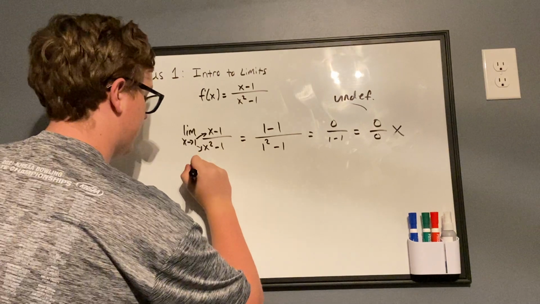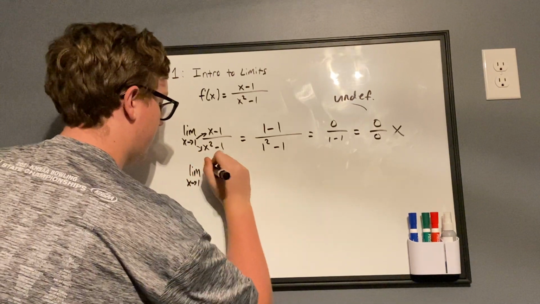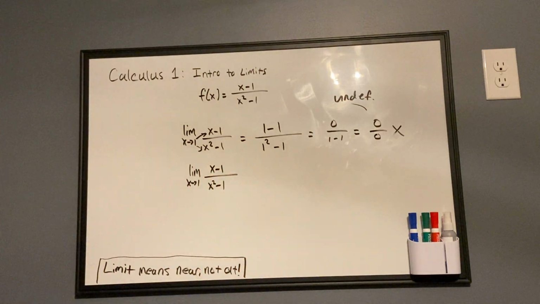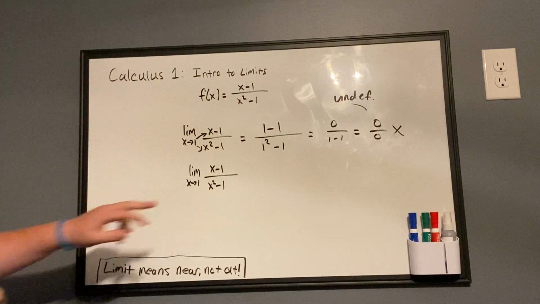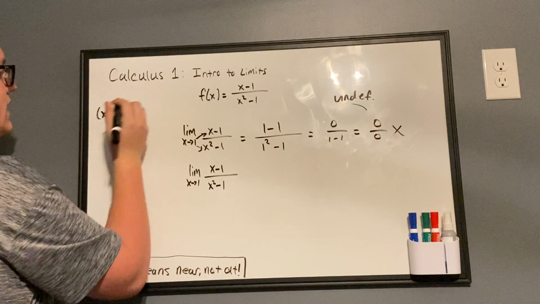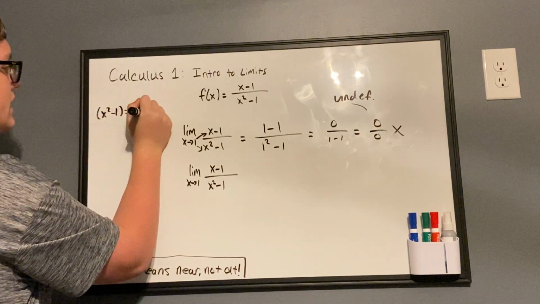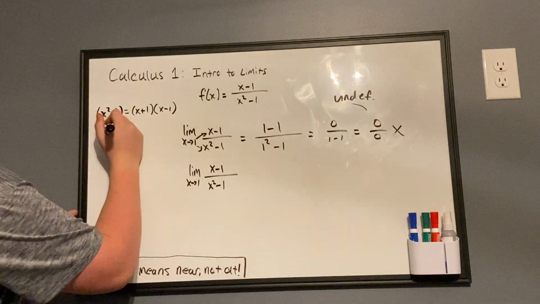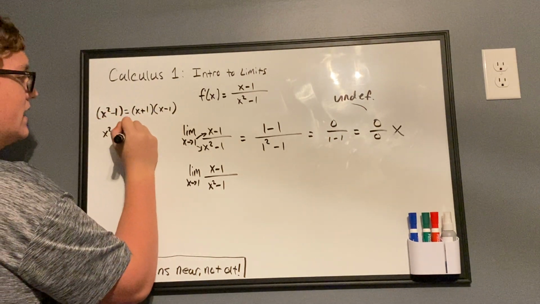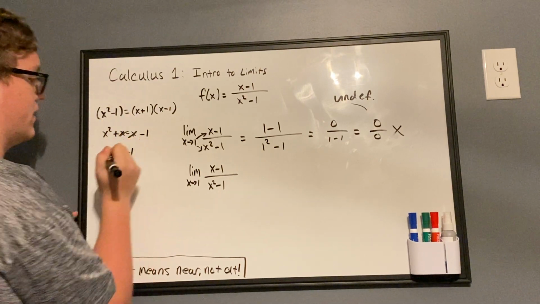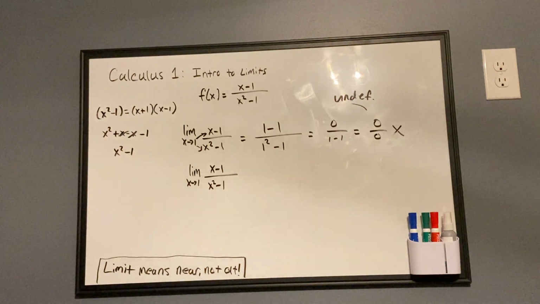So let's try it again. Let's say we have the limit as x goes to 1 of x minus 1 over x squared minus 1. What we can do here is factor the bottom. So we know that x squared minus 1 is the difference of squares. So x squared minus 1 is the same as x plus 1 times x minus 1. If you FOIL that out, you'll get x squared plus x minus x minus 1. These right here cancel. You end up with x squared minus 1. So this works. That is how you factor that.